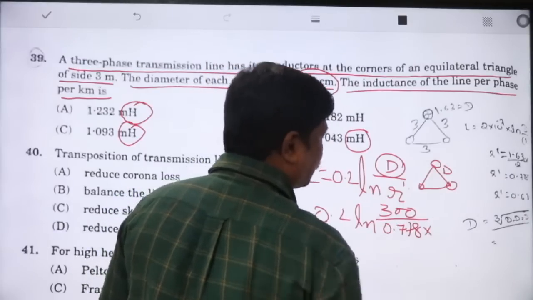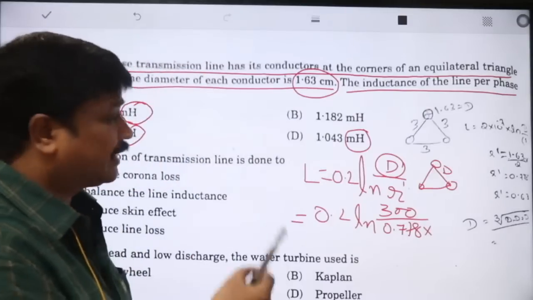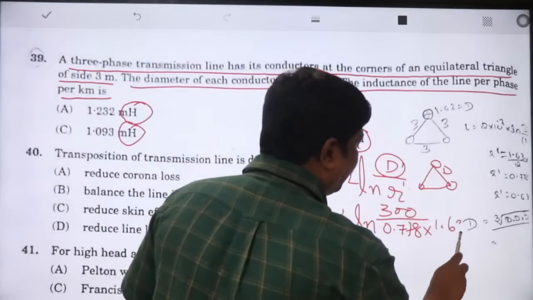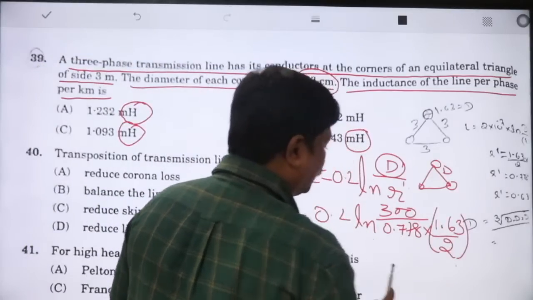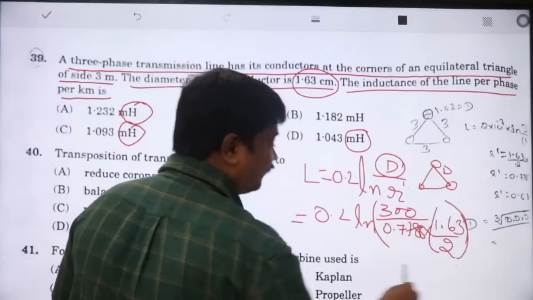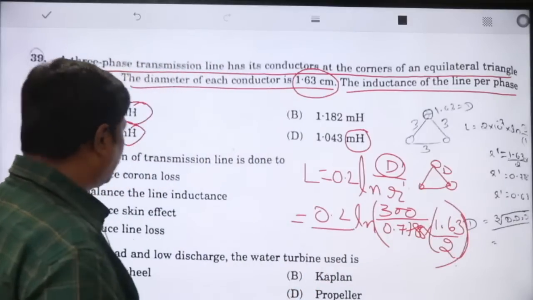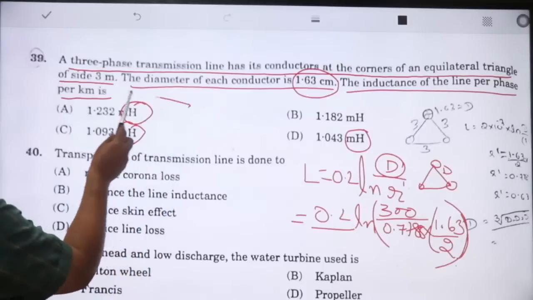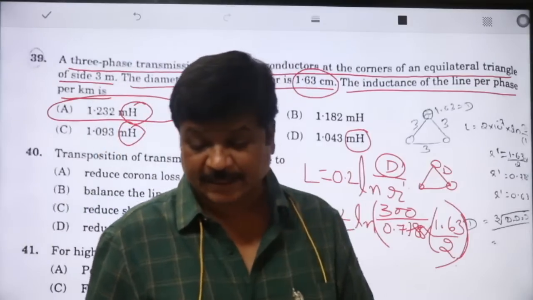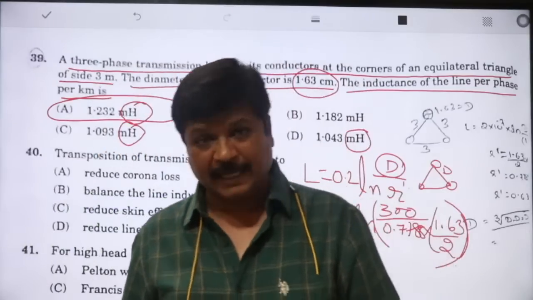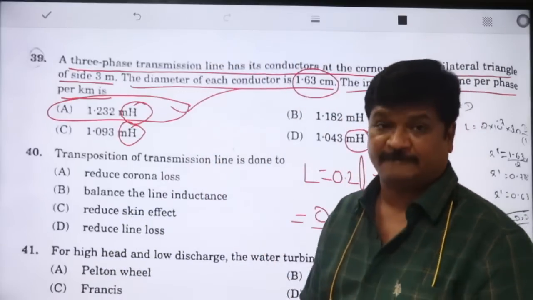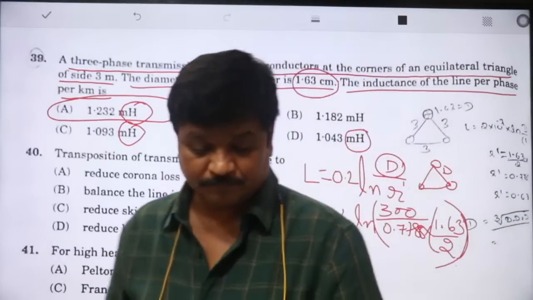0.7788 into r. R is nothing but radius. The diameter is 1.63, so 1.63 divided by 2 is the radius. So 0.7788 into the logarithmic value of this, if you calculate and multiply with 0.2, I think you are going to get 1.232 millihenries. Is it the correct answer? Because a calculator is allowed in the exam, scientific calculators are allowed. That's why these types of questions are given.